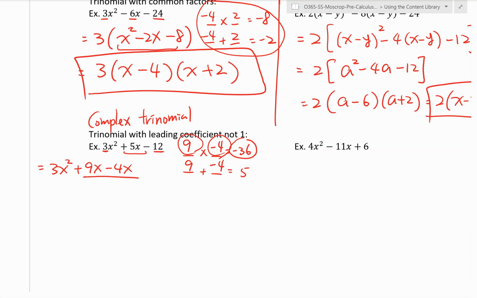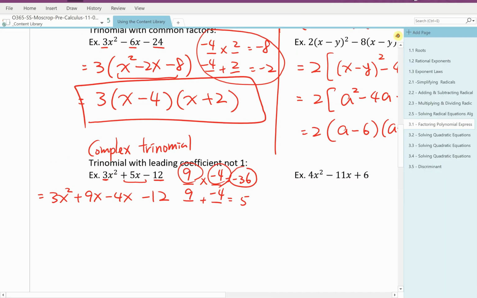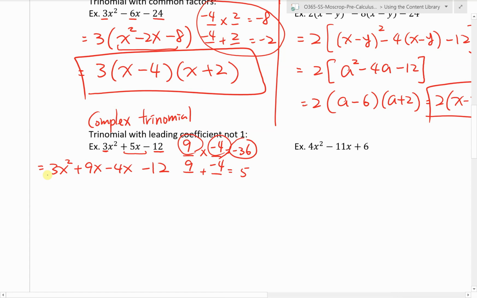So there's the 9x minus 4x. And then we still have the minus 12. Notice how these two are exactly the same, right? There's no difference. I just made it bigger, okay? Now what I'm going to do next is factor. There are four terms here. You're going to split them into two groups, okay? First two terms and last two terms.